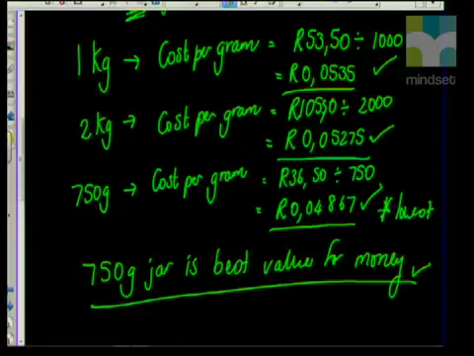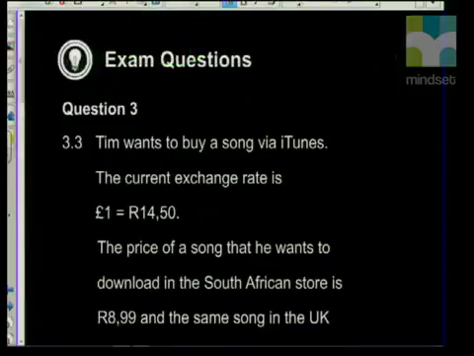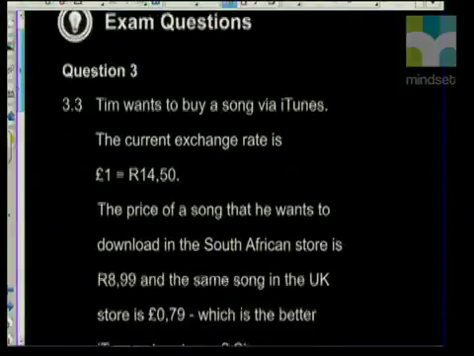Right, shall we go on to 3.3? In question 3.3, we are dealing with exchange rates. Often we are required to compare things that are bought in different countries, and that means that we're dealing with different currencies. In this question, for example, we're dealing with the South African Rand and the UK Pound, and we need to be able to actually then compare the 2 different things.